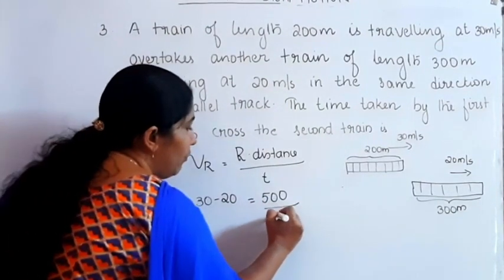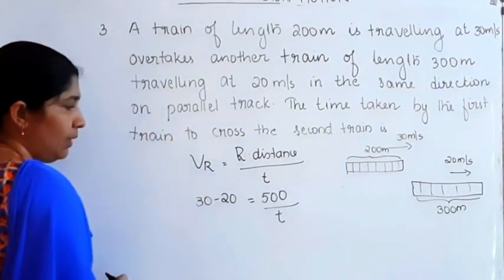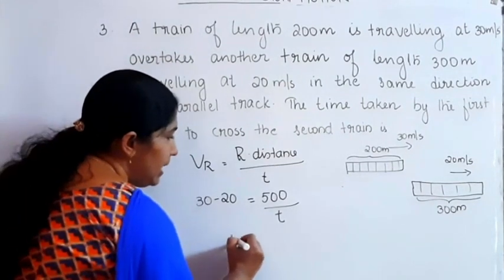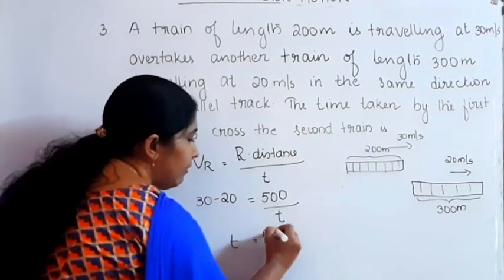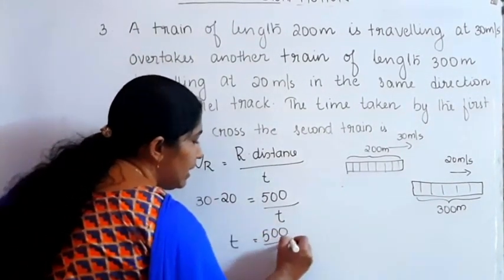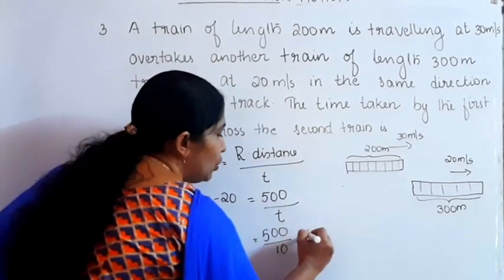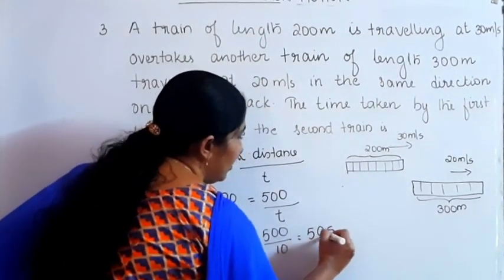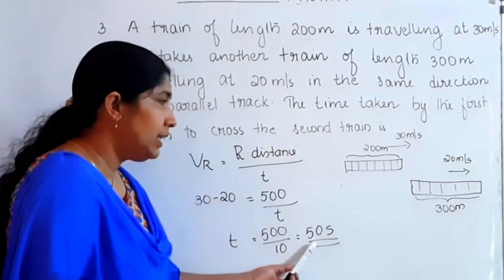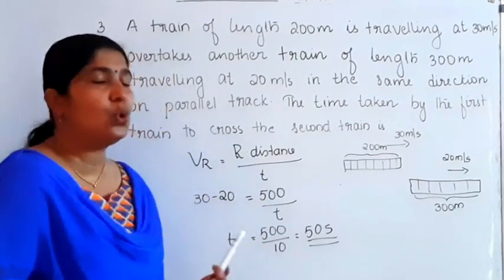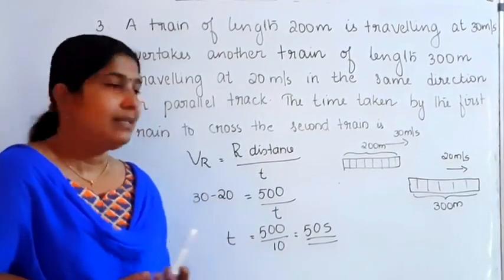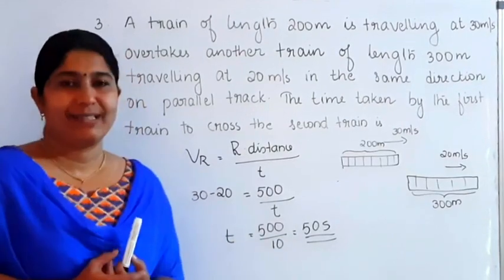Then relative distance divided by time. What about the time? Okay. Then time t is equal to 500 divided by 30 minus 20, which is 10. That's equal to 50 seconds. Okay. What about the time taken by the first train to cross the second train? It's equal to 50 seconds.